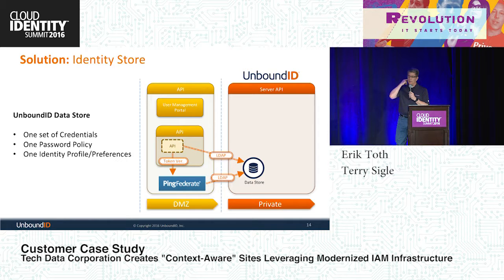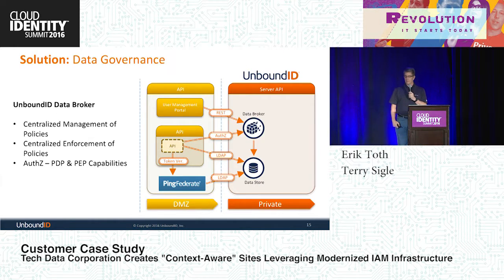And you'll see on the slide here, in this case they were using the LDAP interface, and they were minting their tokens, their OAuth tokens with Ping Federate, and through the API they were able to verify that token, and that API was able to make LDAP calls to the UnboundID data store. So from the data store perspective, that's the solution that helped them. From a data governance point of view, and we'll get a little bit more into this, this is where they centralize, this is where they manage the policies. And also this is where they can enforce those.